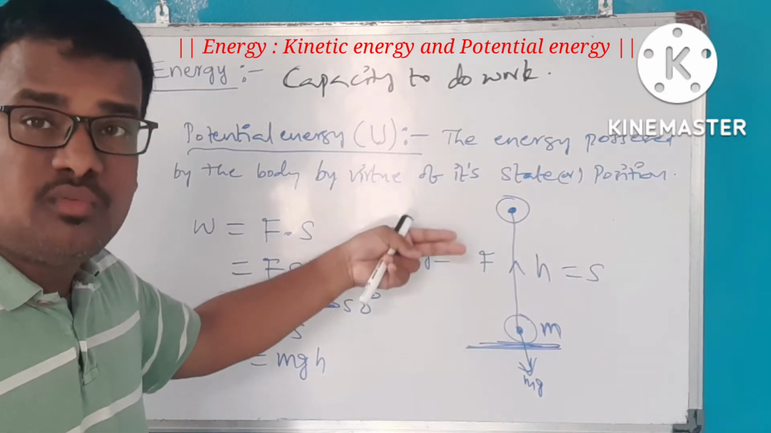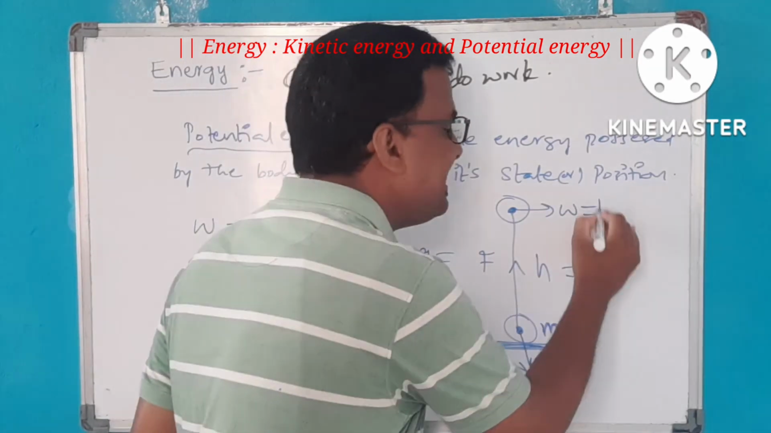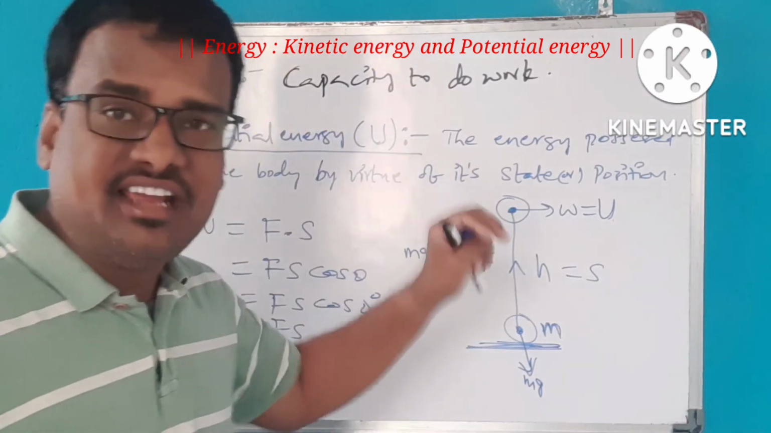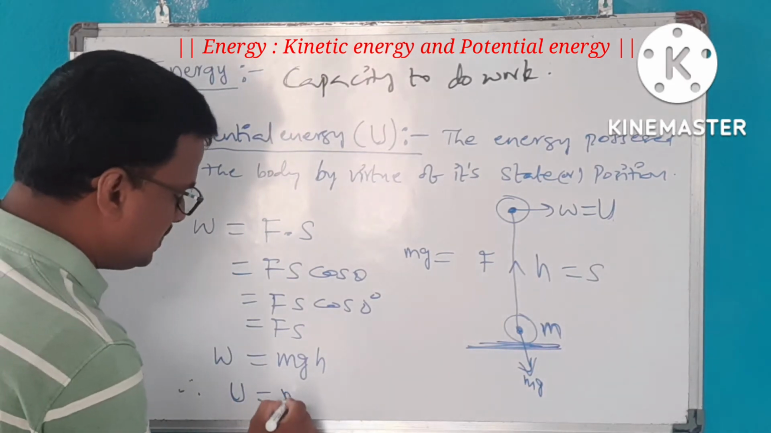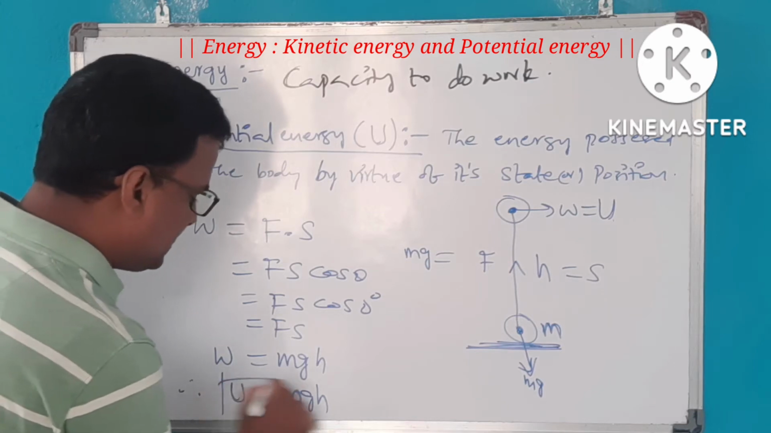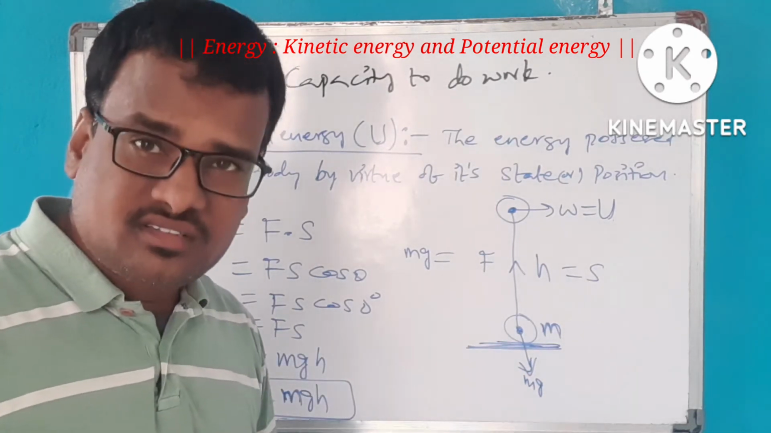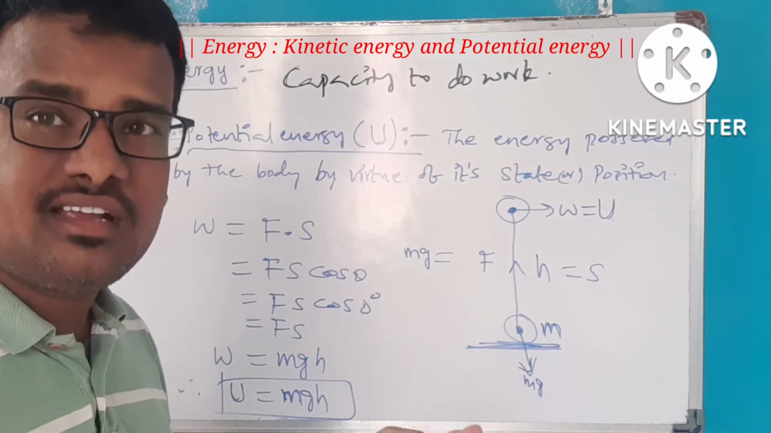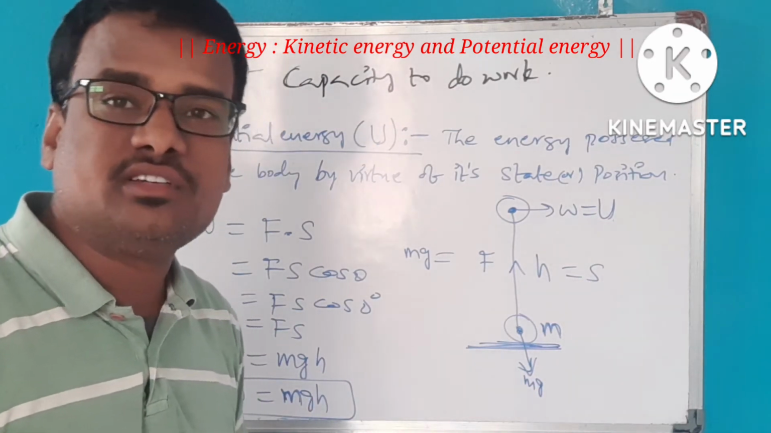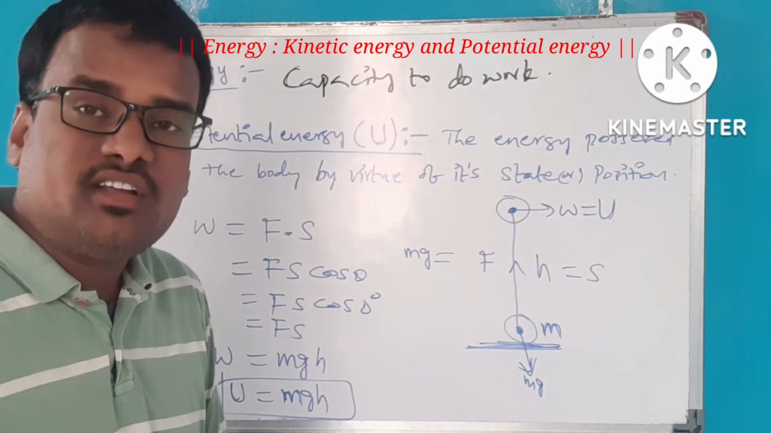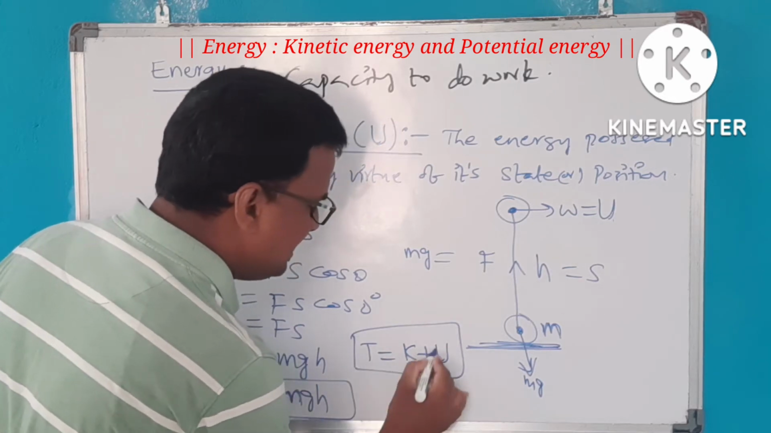This work done is stored as potential energy in that body at this height. So in place of W we can write U, and U equals mgh. So finally, what is the equation for potential energy? mgh. And previously, what did we get for the equation for kinetic energy? Half mv square. So half mv square is the equation for kinetic energy, and mgh is the equation for potential energy. Then what is the total energy? Total energy is equal to kinetic energy plus potential energy.